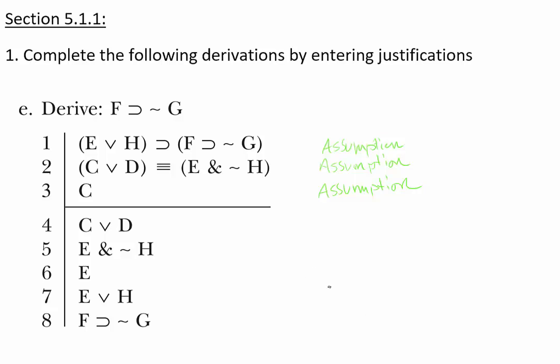Then, for step 4, the first real step of the derivation, step 4 is going to build upon step 3, and it's just going to wedge on D. So it's going to build on step 3, disjunction introduction.